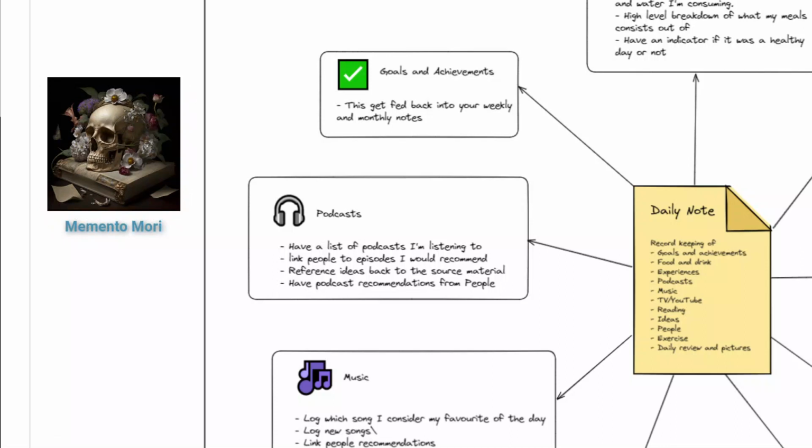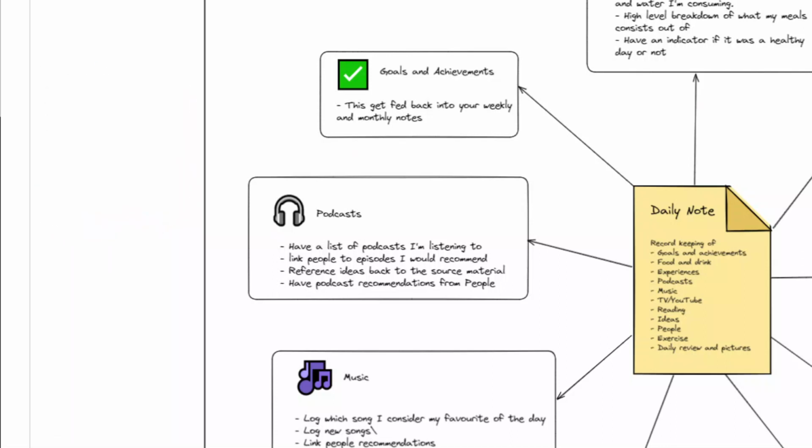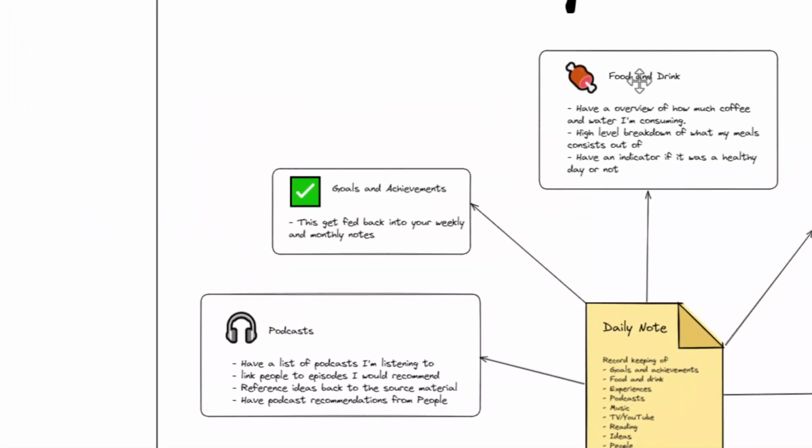Remember you will die, or that you will die one day. And if I want to make a note specifically on that topic, it branches out from the daily note. Then goals and achievements get fed back into your weekly and monthly notes, if I am attaining the goals that I set forth for myself each day.